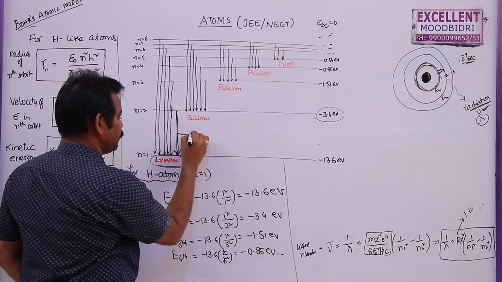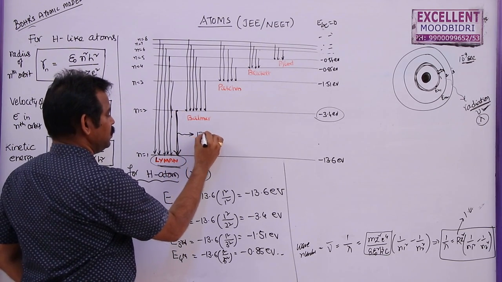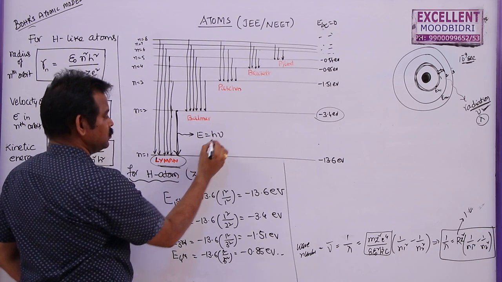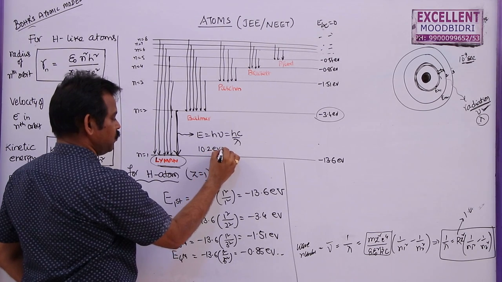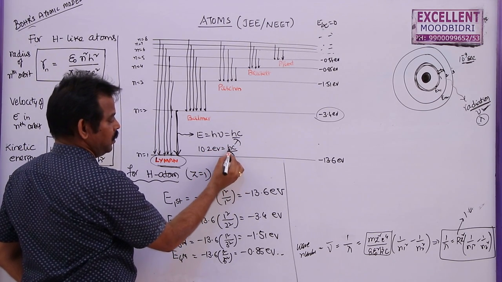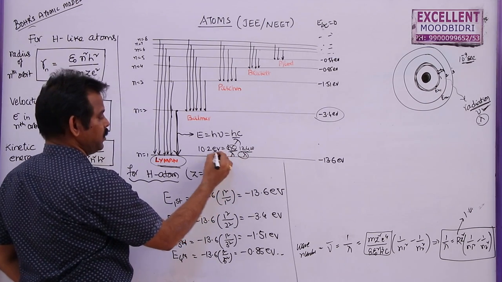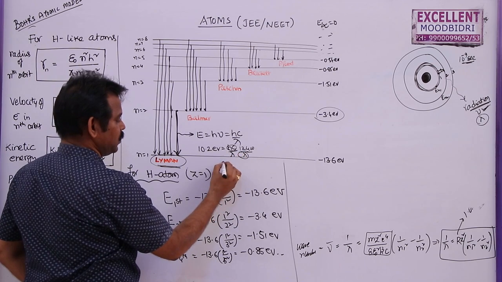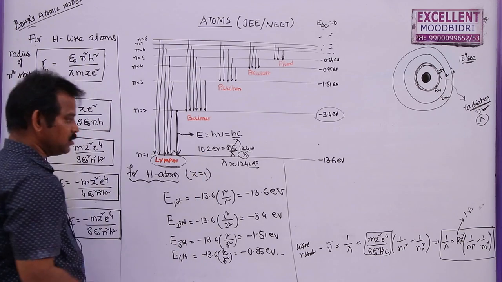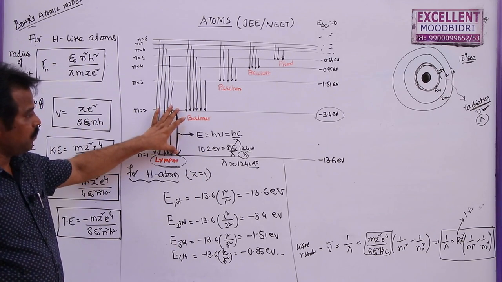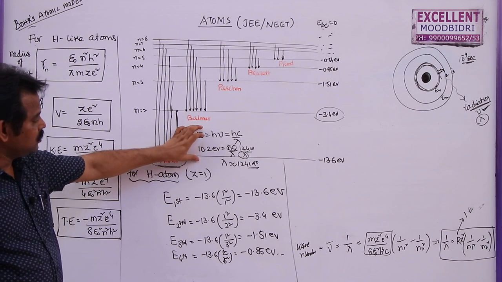So for this particular transition, when electron jumps from second orbit to first orbit, E is equal to h nu here. So that is also equal to hc by lambda. Energy 10.2 electron volts is equal to hc by lambda. So hc is equal to 12,400 by lambda in angstroms. So from this you can find out this is around 1,241. So this wavelength is nearly 1241 angstroms. So this is how we can find out the wavelength of the radiation that comes out when the electron jumps from second orbit to first orbit. So this is the wavelength range.